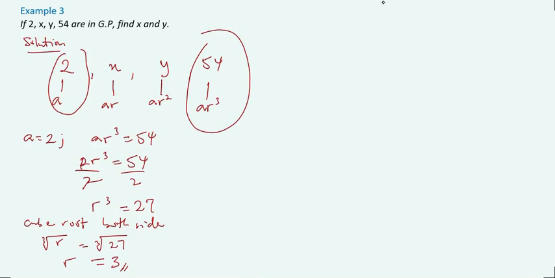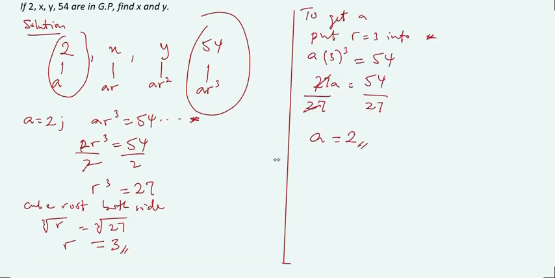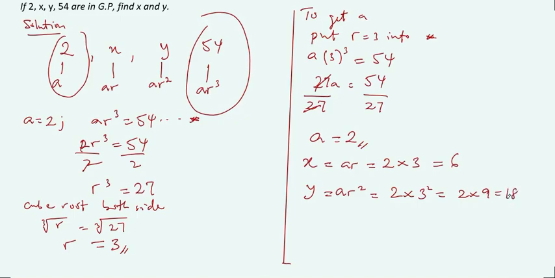Now let us get our x and y. Your x here is equal to AR, the second term. So what's your A? It is 2, times what's your R, which is 3. So it's equal to 6. If you want to get your y, it is equal to AR square. So your A is 2 times 3 squared, which means 2 times 9 gives you 18.